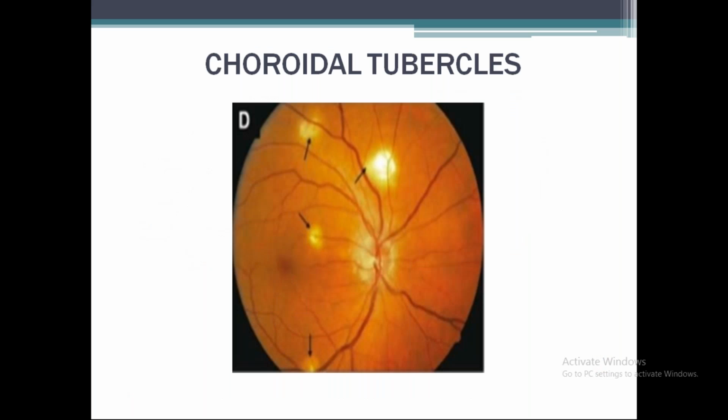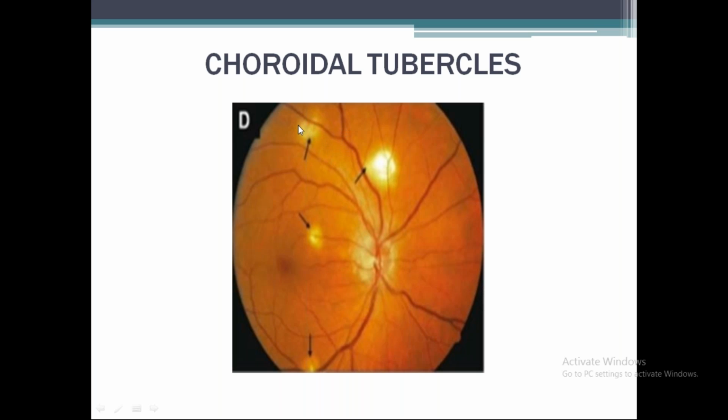Now coming to the posterior segment. In the posterior segment, we come across various types of manifestation. Most common is choroidal tubercles. You can see behind the retina there is the choroid, or the uveal tissue behind the retina is called the choroid.